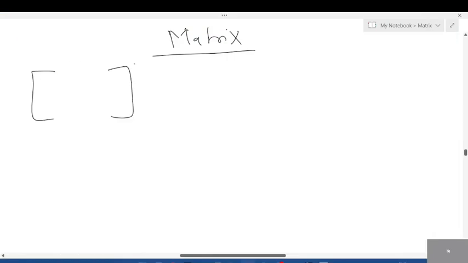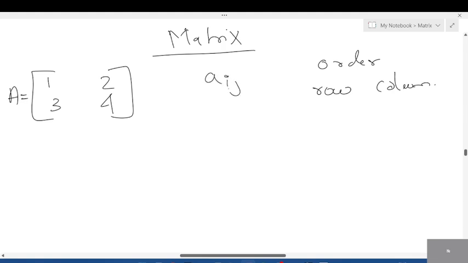Okay. See, matrix is nothing but elements represented in rectangular form, students, and you assign a name. Example, matrix A is equal to 1, 2, 3, 4. Okay. You have to remember order. What is order? What is row? What is column? You have to remember the concept Aij. Okay. How to answer Aij? I stands for row. J stands for column. This is the last revision. No more revision on matrix.